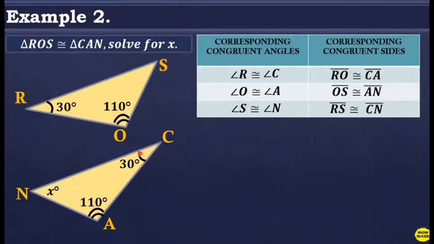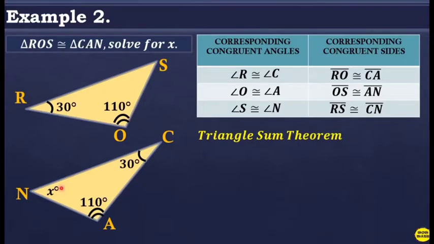Okay, so meron na tayong dalawang measure ng angles. So, we can now find the measure of angle X or N. Okay? So, paano natin makukuha itong X na to? Okay? So, tatandaan, dito papasok yung concept ng triangle sum theorem.